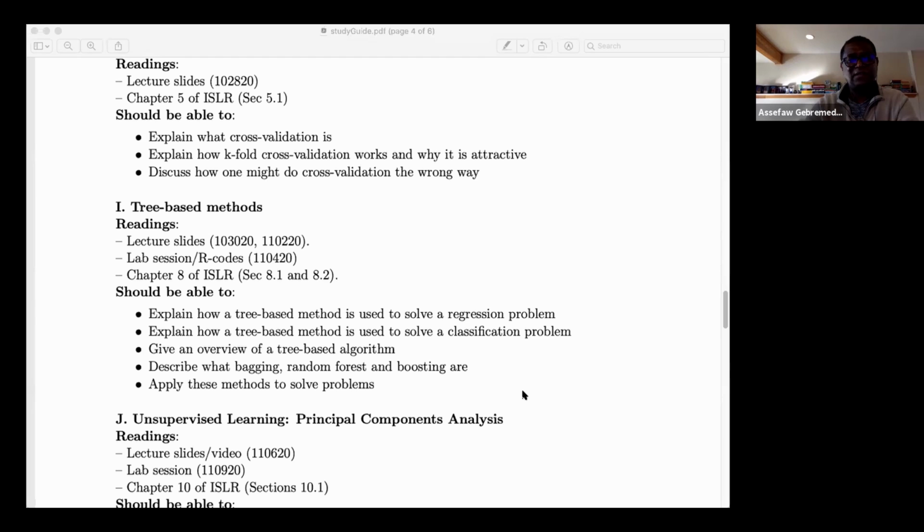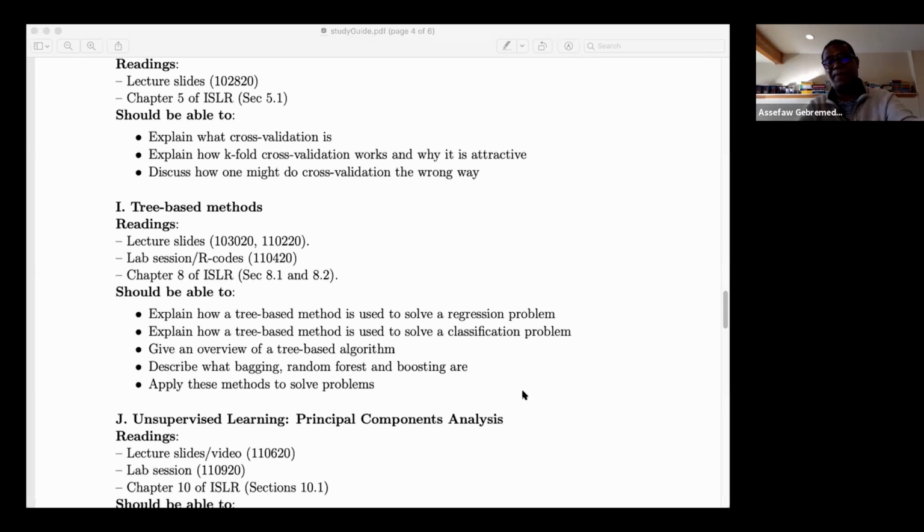For the most part, you will be okay by following the slides and watching the lectures again. But every now and then, if there is something that is not clear, then it's nice to know where in the book you would find something, and that's why I'm listing them here. So what do I expect you to know? You should be able to explain how a tree-based method is used to solve a regression problem, how a tree-based method is used to solve a classification problem, give an overview of a tree-based algorithm, describe these things.